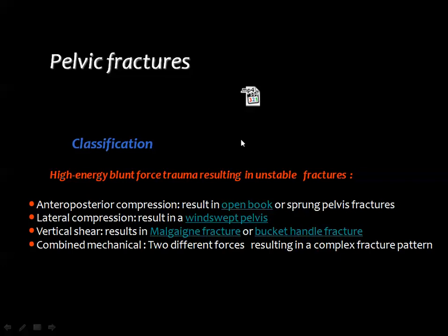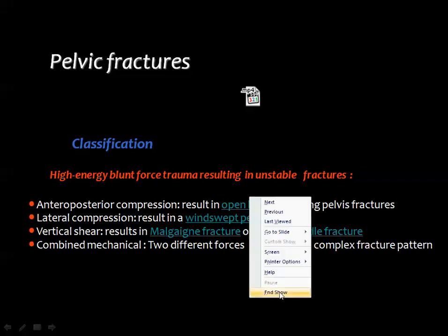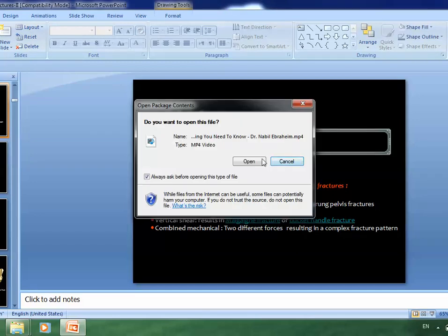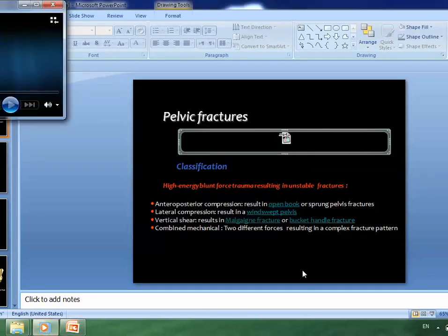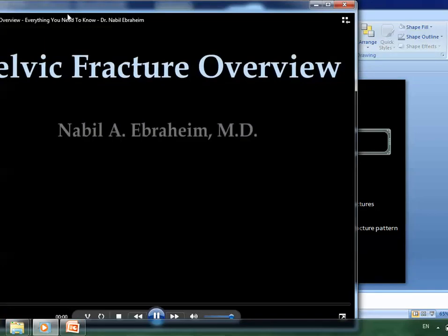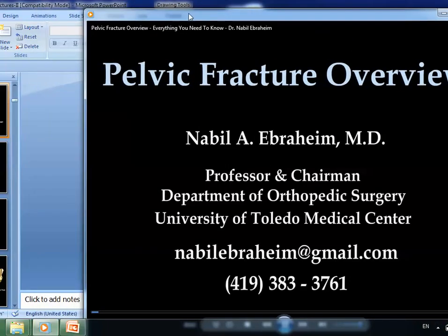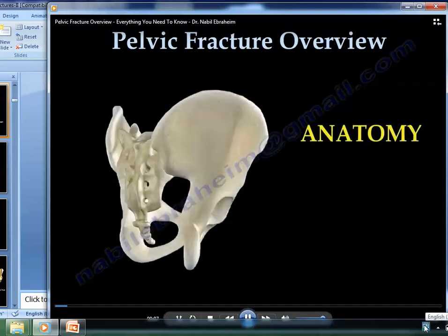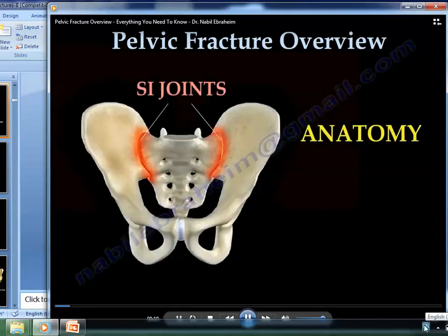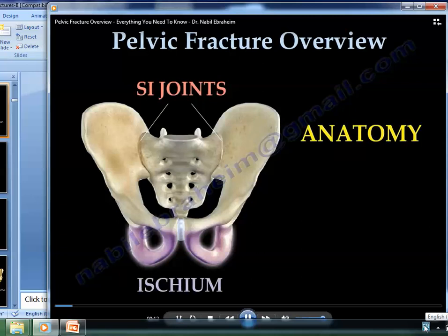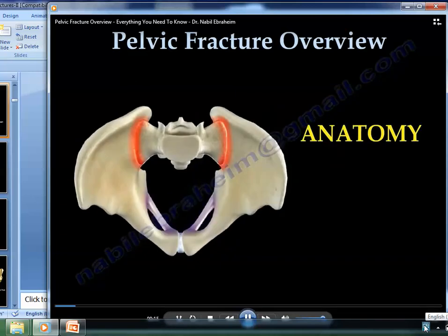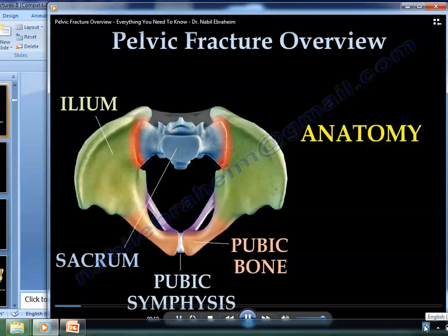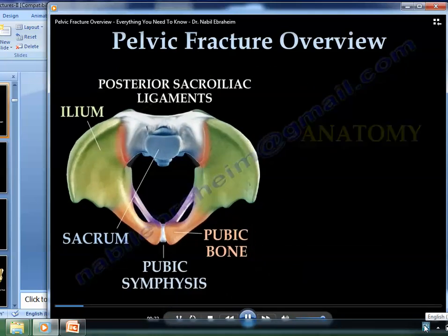Then this video, I think, is one of the interesting videos that can help you to understand these types of fractures in a simple way. Pelvic fracture overview. Anatomy, you find here the SI joint, the ischium, then we'll continue. Pubic bone, symphysis pubis, ilium, sacrum, and the strong sacroiliac ligaments.